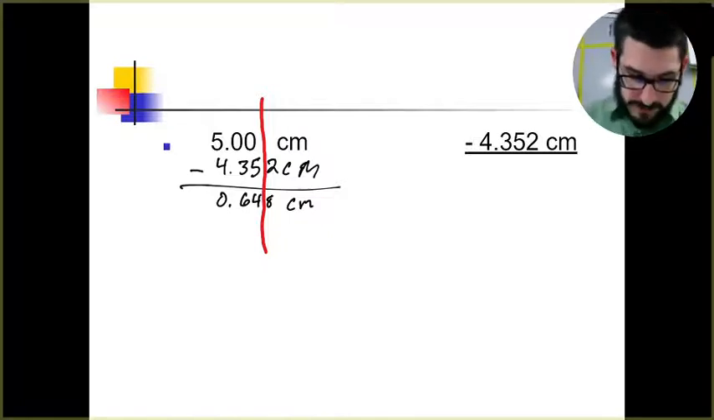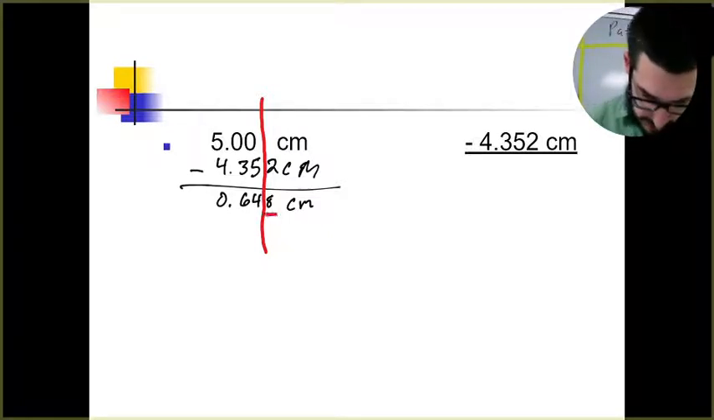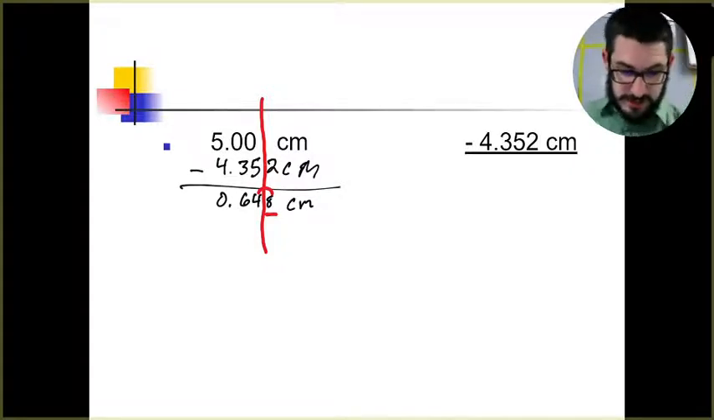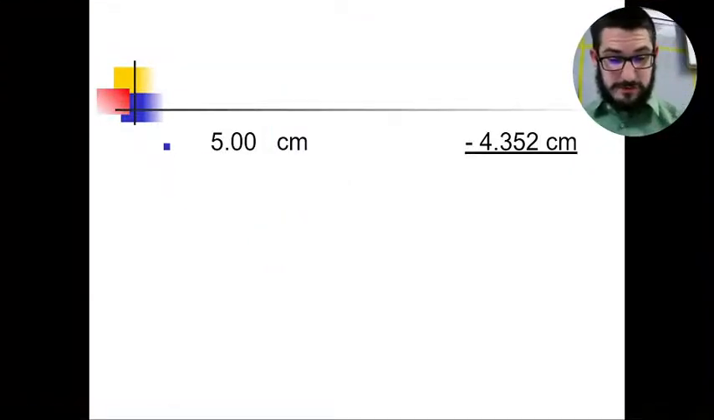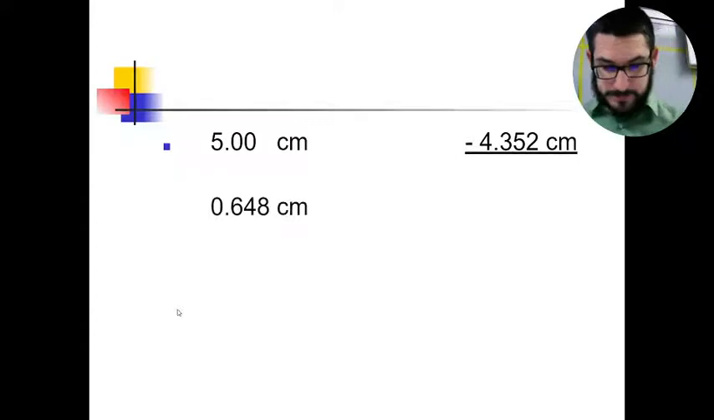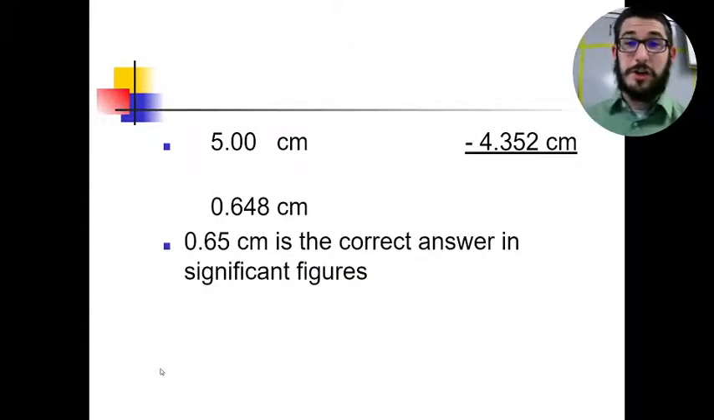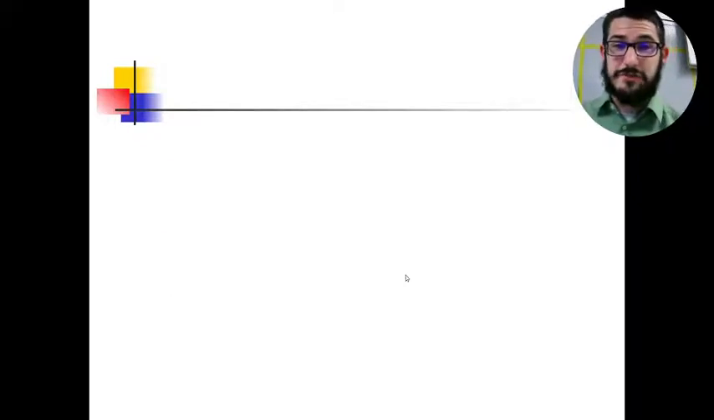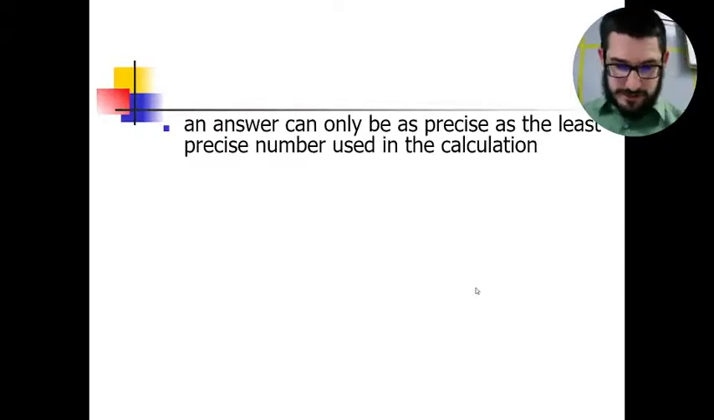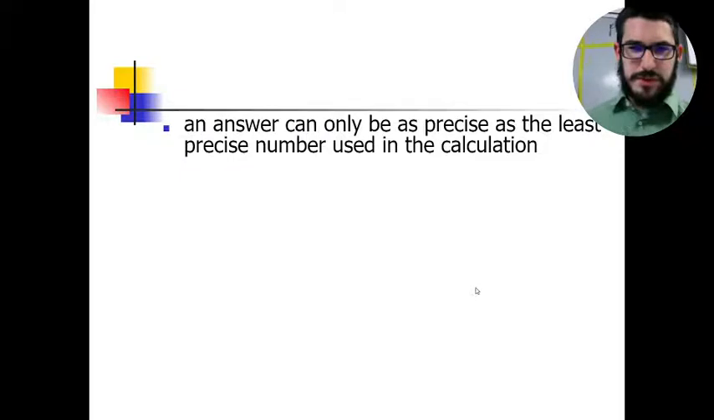So I can keep everything to the left of that line. Okay, so then I check. That 8 is going to round that 4 up. Final answer is going to be 0.65. Okay, so 0.65 for correct significant digits or significant figures. So when I do this, a number can only be as precise as the least precise number in its calculations.